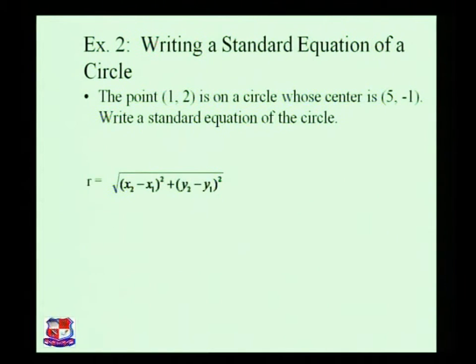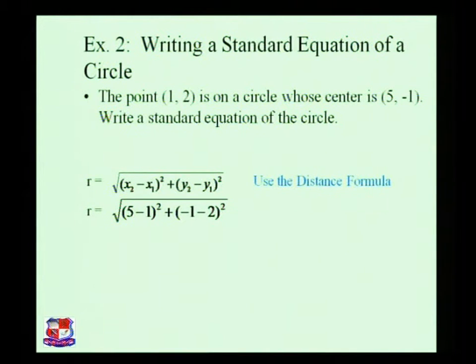So here, radius of the circle r is equal to the distance between these 2 points, and as we all know the distance formula is root of (x2 minus x1) whole square plus (y2 minus y1) whole square. So this is the distance formula. Here we have (x1, y1) equal to (1, 2) and (x2, y2) equal to (5, -1). So r is equal to root of (5 minus 1) whole square plus (-1 minus 2) whole square.